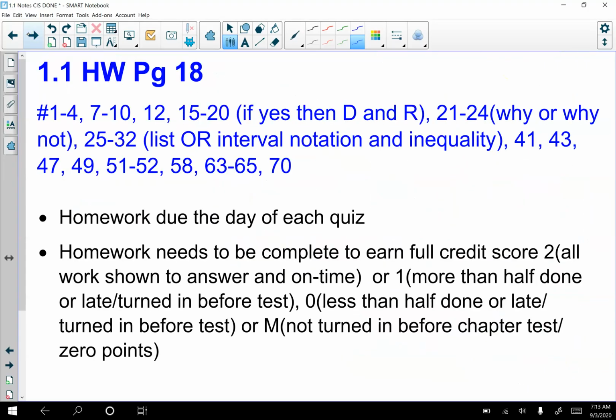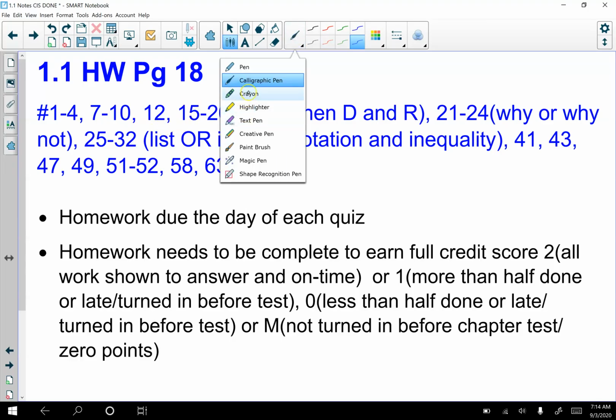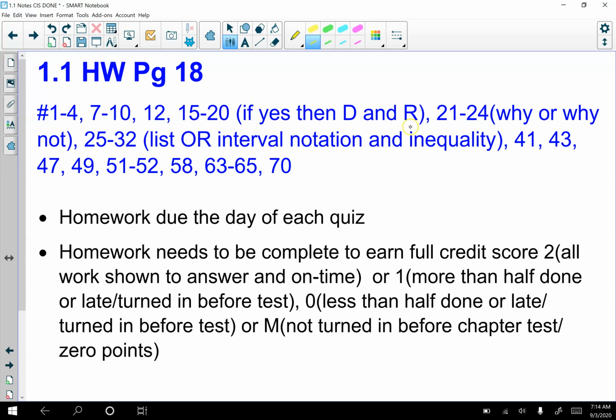Here is your homework. I have some specific directions, so my directions always trump the directions that are in the book. So 1 through 4, 7 through 10, 12, do the directions on those. But when you get to 15 through 20, if it's yes, I want you to tell me the domain and range. 21 through 24, I want you to tell me why or why not you're saying what you're saying. And then on this last section, I want you to give me a list or an interval notation and inequality, depending on which one they gave you initially.